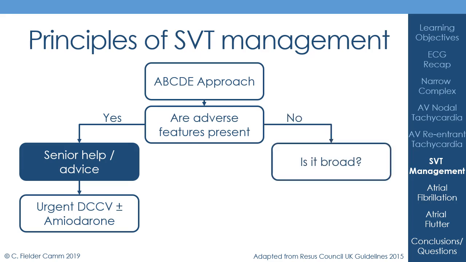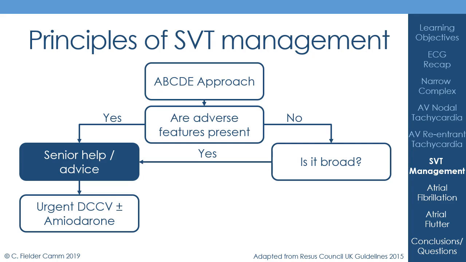All right, so let's say they don't have that. Then the next question you've got to ask yourself is this broad? Because it's very easy to say, oh, they're going very quickly, and then not look at that QRS complex. If they've got a broad QRS complex, then I think really we'll be talking about ventricular tachycardia in the next lecture, but in general, you need to be getting senior help and advice.